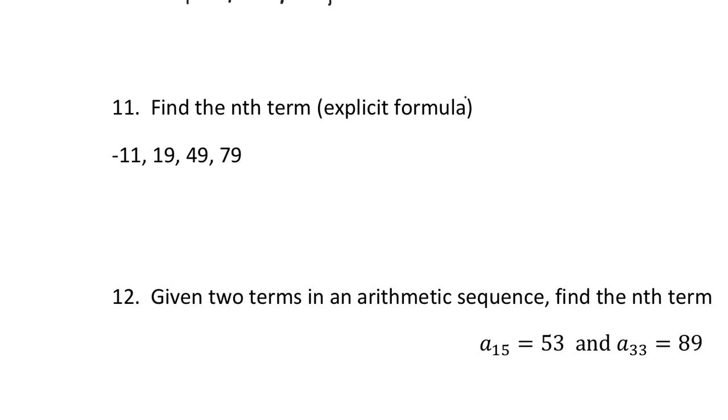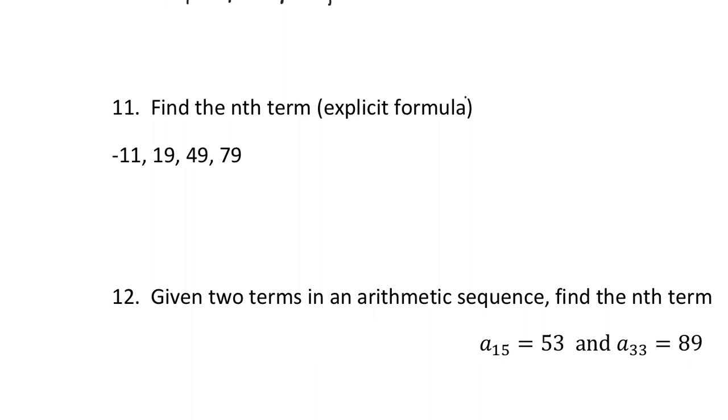Now, for number 11, this is from 8.2 now, and that's not clear in the problem that it's from 8.2, but if you recognize what kind of sequence this is, from negative 11 to 19, you add 30, and then from 19 to 49, you add 30. From 49 to 79, you're adding 30. You're adding the same number every time, which makes this an arithmetic sequence, and that's what we studied in section 8.2. So what this really says is find the nth term, or the explicit formula, of this arithmetic sequence.